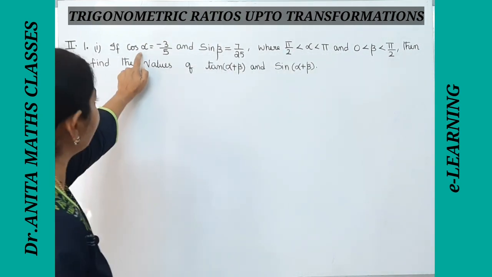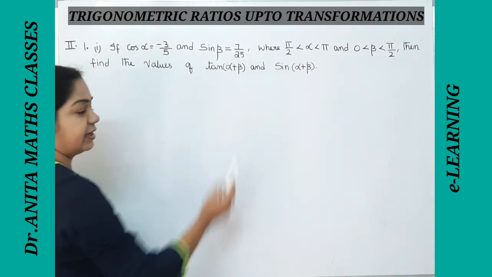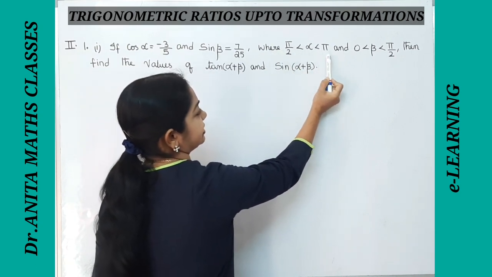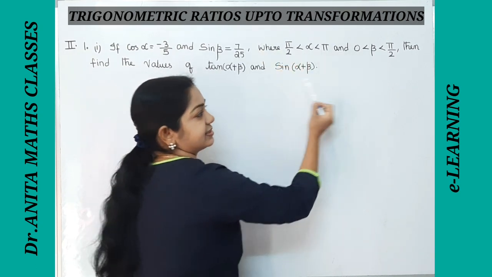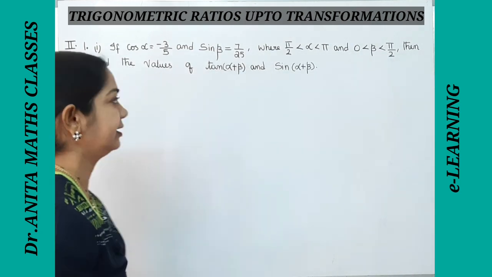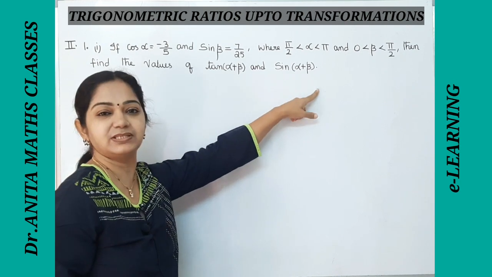In the continuation part of the exercise 6C, in the second section, this is the problem here. If cos alpha equal to minus 3 by 5 and sin beta is 7 by 25, where alpha lies between 90 degrees and 180 degrees and beta lies between 0 and 90 degrees, the conditions given like that, then find the values of tan alpha plus beta and sin alpha plus beta.